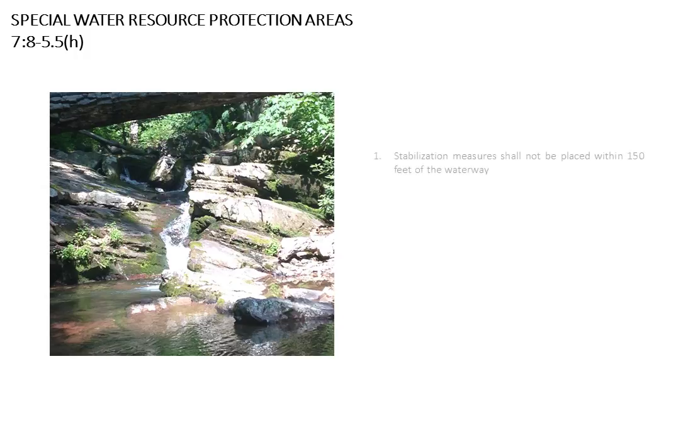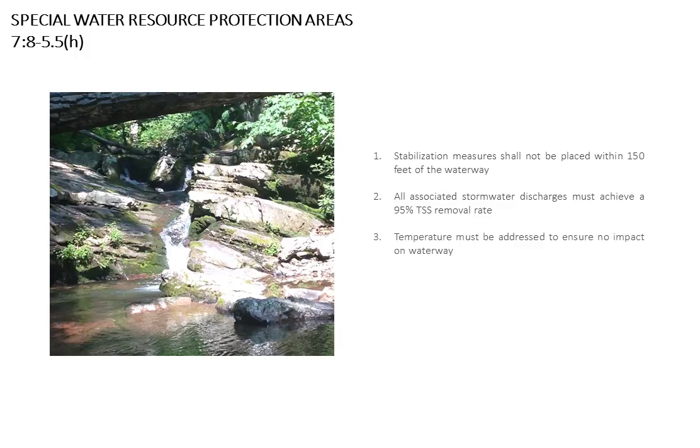Stabilization measures shall not be placed within 150 feet of the waterway. All associated stormwater discharges shall achieve a 95% TSS removal rate. Temperatures shall be addressed to ensure that there will be no impact on the receiving waterway, and the applicant demonstrates that the overall condition and functional value of the special water resource protection area will be maintained to the maximum extent practicable. In addition, the applicant must meet with the department and local soil conservation district to identify necessary stabilization measures, and all encroachments must be reviewed and approved by the department.